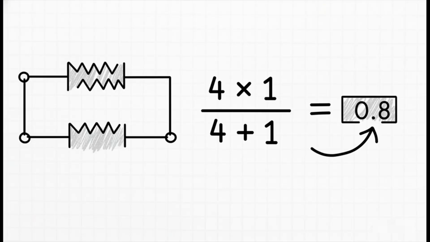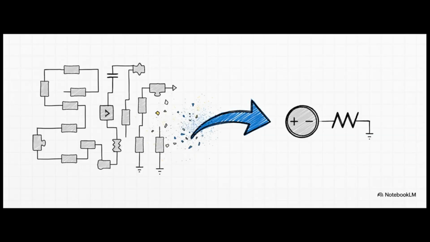And the calculation for 2 resistors in parallel is super easy, right? It's just their product over their sum. So that's 4 times 1 on top divided by 4 plus 1 on the bottom. That's 4 divided by 5, which means our Thevenin resistance is 0.8 ohms. That's the total equivalent resistance that our load resistor is going to see. And we did it. We've got our VTH and our RTH.